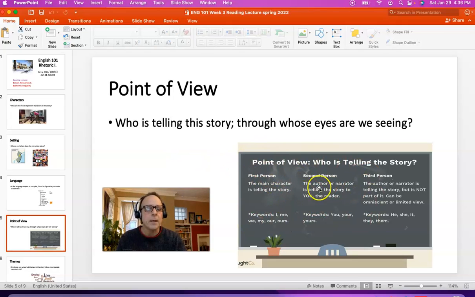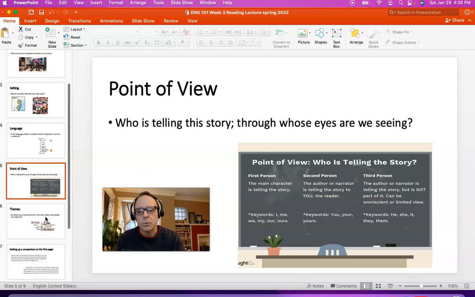This can get pretty complicated, point of view, but I think if you keep it at least understanding it's first person, the person is actually telling you the story from their point of view, or it's somebody talking about somebody else. And again, the second person is not too common, but it does come up. So you're probably going to be first or third person in most stories that we'll read.